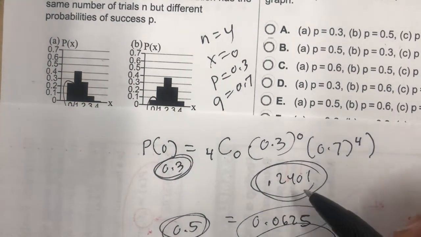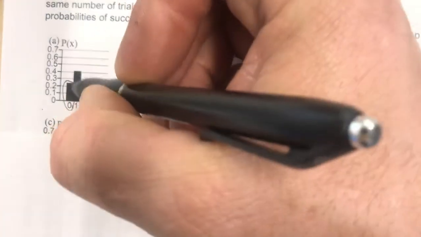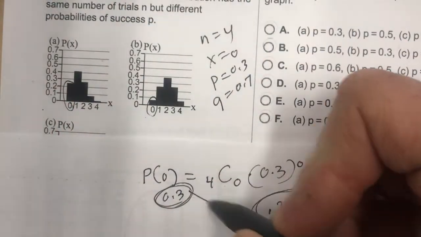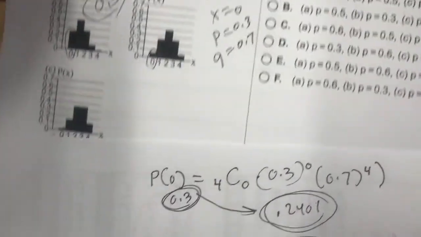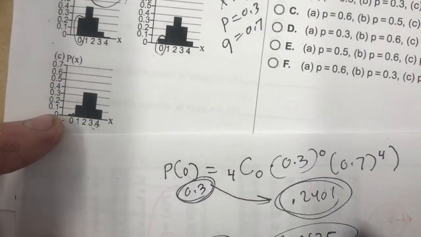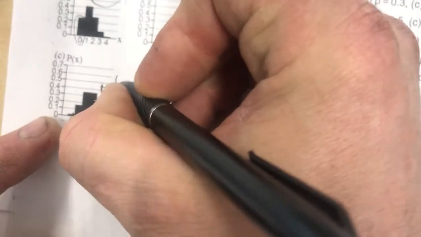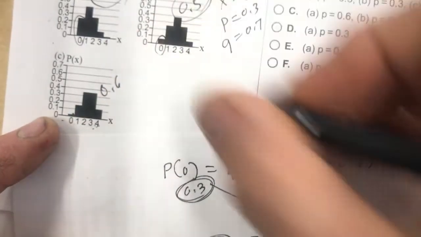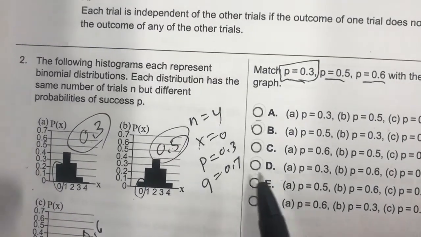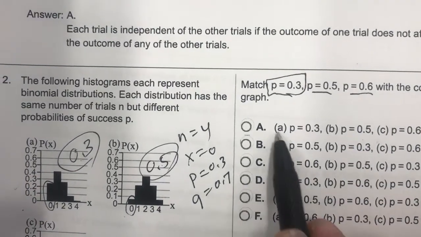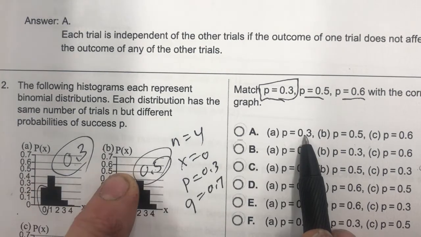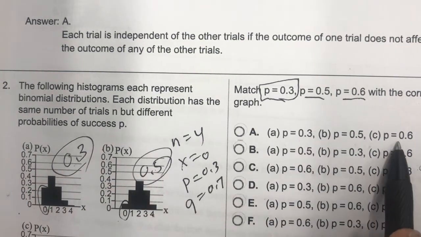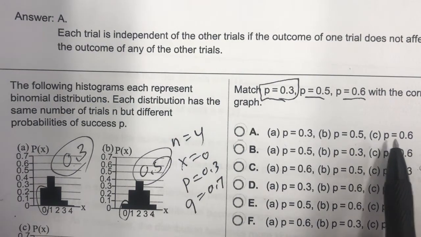All right, the highest one clearly is this one. So the 0.3 is this one. And then look at these remaining 2. This one's lower, which means that's the 0.6 there, and that's the 0.5 there. So according to this, that's A. A was 0.3, B is 0.5, and C down here is 0.6. Okay.